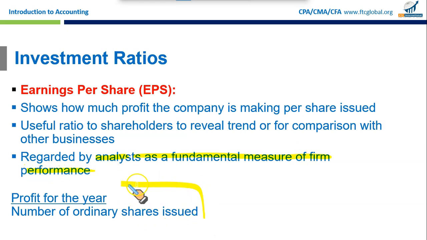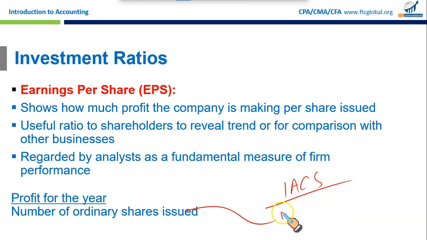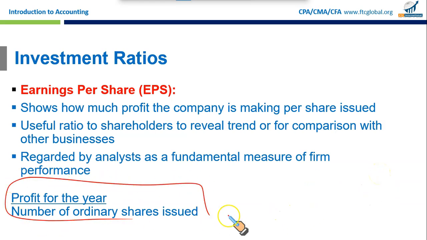The ratio that you see here is an extremely simplified version. The proper way we calculate EPS is way more complex, in which we take the income available to common stockholders, and in the denominator we have the weighted average number of shares. That's the complex version, but that's what you need to know for now: profit for the year divided by the number of shares outstanding or shares issued.